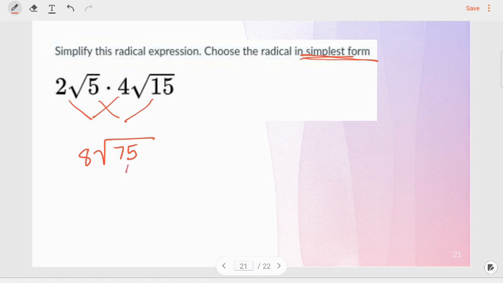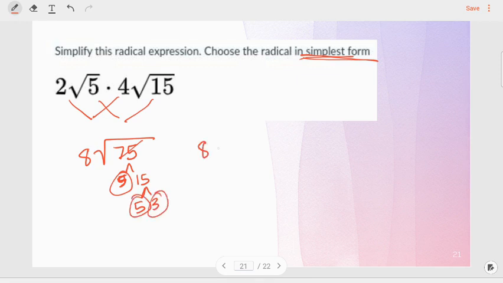Well, 75 is not prime, so I'm going to start. 75 splits into, if you're not sure, we can divide it by 5. You can always test it out in your calculator. 75 divided by 5 equals 15. 5 is prime, 15 is not. 15 splits into 5 and 3, which are both prime.